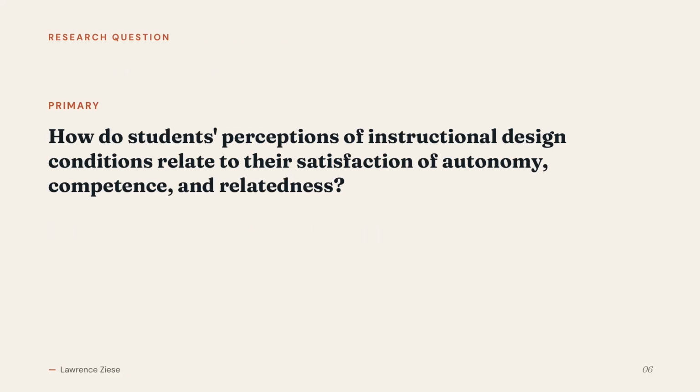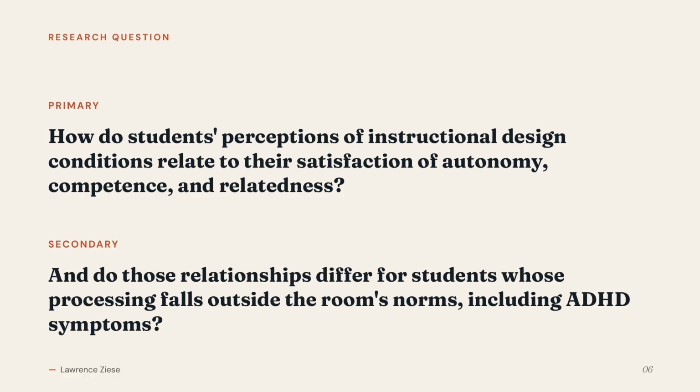That leads to my research question, which has 2 parts. Primarily, in the classroom, how do students' perceptions of instructional design conditions relate to their reported satisfaction of autonomy, competence, and relatedness? And secondly, do these relationships differ for students whose processing styles fall outside the school's extroversion norms, including students with ADHD symptoms? The second question is where the equity stakes of this work sit.